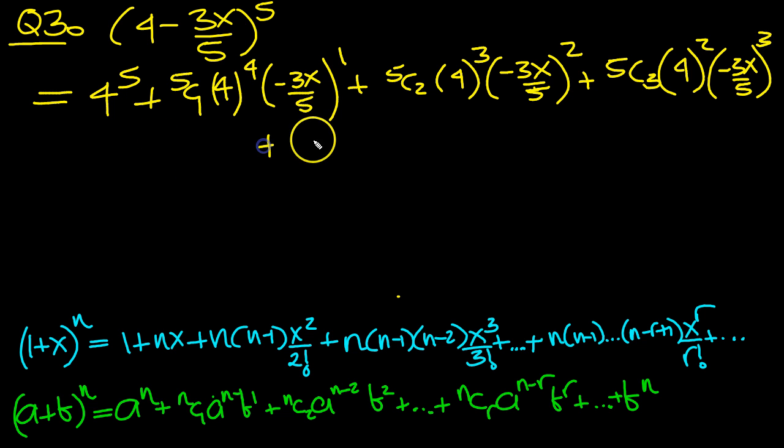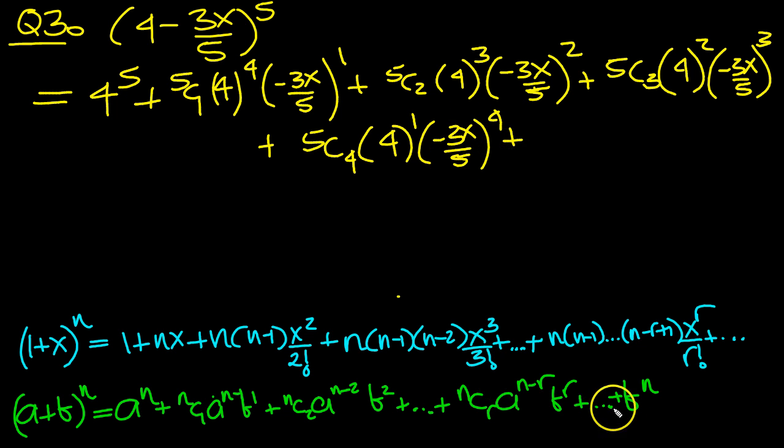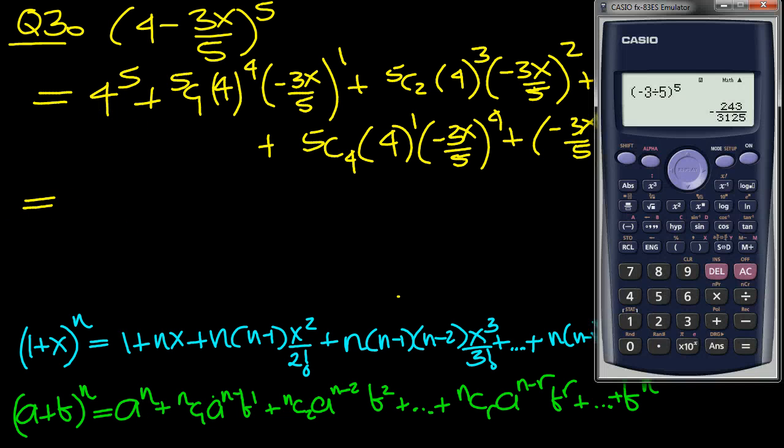Then we've got 5C4. Again, the power of 4 diminishes, and the second term increases in power to a 4. And then the last term here is just the second term, the minus 3x over 5, to the power n, which is 5. So those are our terms then. So just tap them in the calculator now.